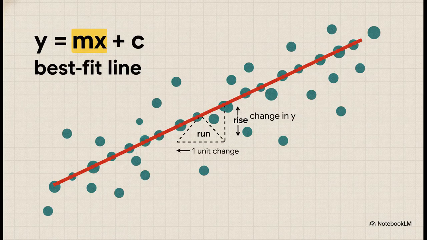This just tells us how steep the line is. For every single year of experience we gain, how much does the salary go up? A really steep slope means you're getting a big raise each year. A flatter slope, well, not so much.